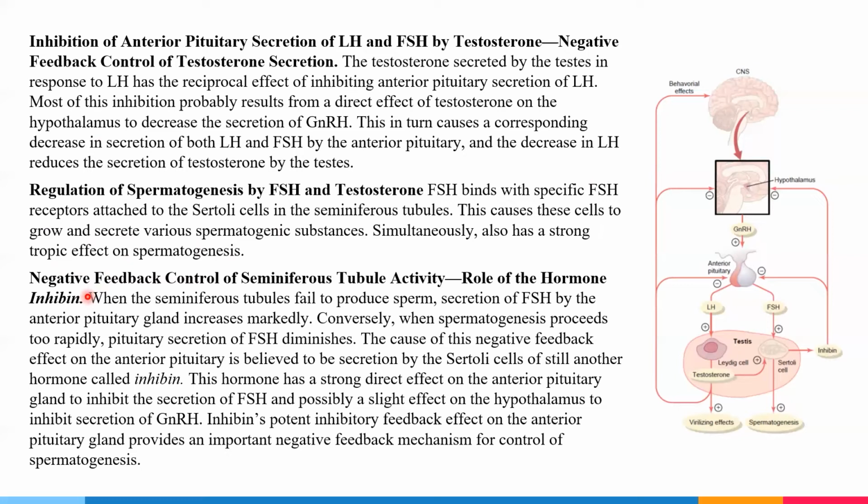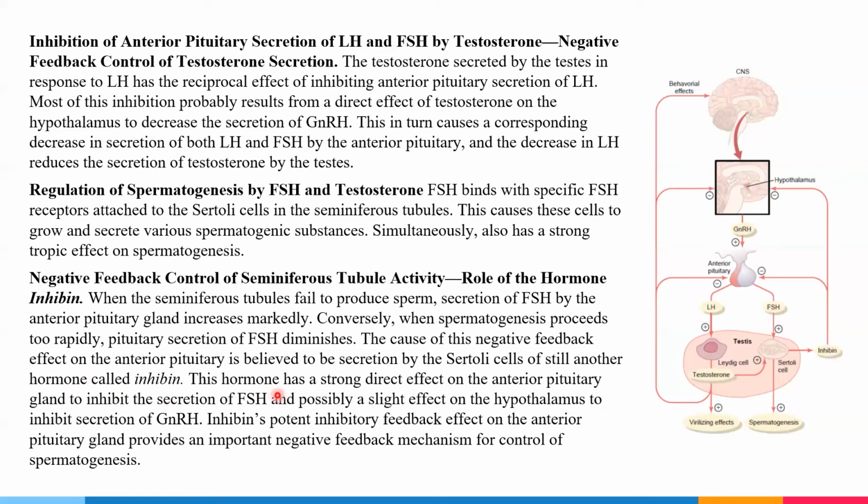Next, let us look into the negative feedback control on seminiferous tubule activity, which is the role of the hormone inhibin. When the seminiferous tubules fail to produce sperm, secretion of FSH by the anterior pituitary gland increases markedly. Conversely, when spermatogenesis proceeds too rapidly, pituitary secretion of FSH diminishes. The cause of this negative feedback effect on the anterior pituitary is believed to be the secretion by the Sertoli cells of still another hormone called inhibin.